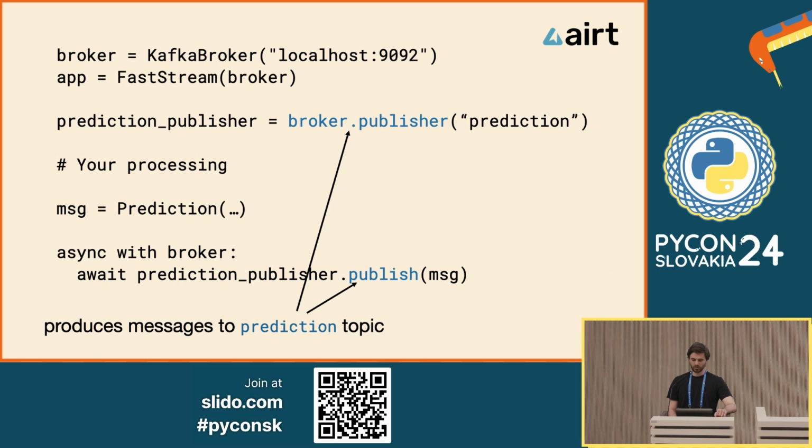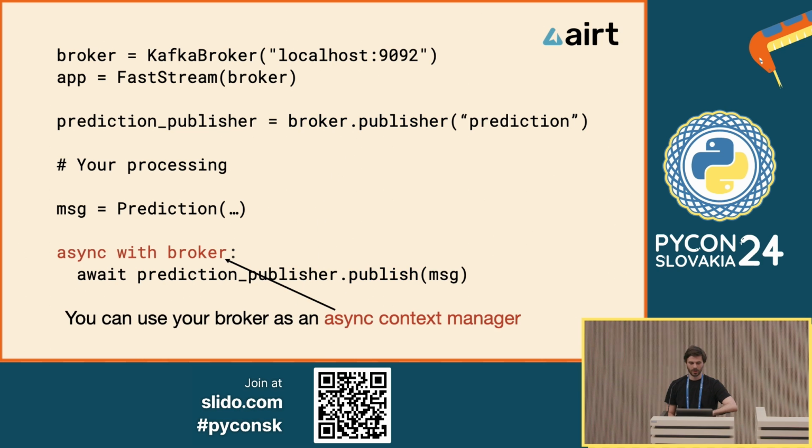So if you want to use a publisher by itself, not as a reaction to some messages that you're getting, you can always define your broker.publisher to the prediction topic, start up your broker, and then just call the function. Await it because it's async.